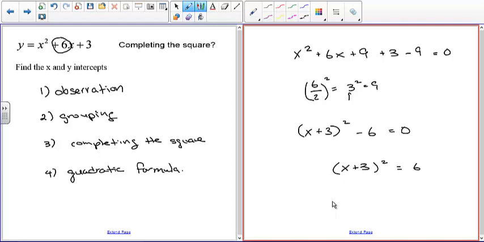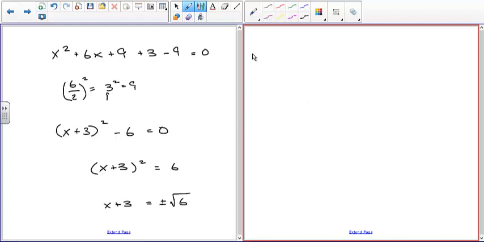Then you take the square root of both sides. So the square root of x plus 3 squared is just x plus 3. And here's the key thing. When you take the square root of the right-hand side, you have plus or minus whatever that thing is. So we have 2 solutions. We subtract 3 from both sides, so x is negative 3 plus or minus the square root of 6. So there are two solutions: x equals negative 3 plus the square root of 6, and x equals negative 3 minus the square root of 6.